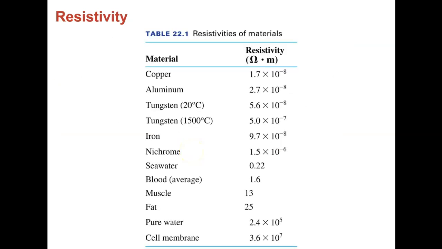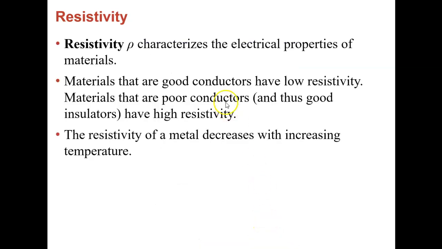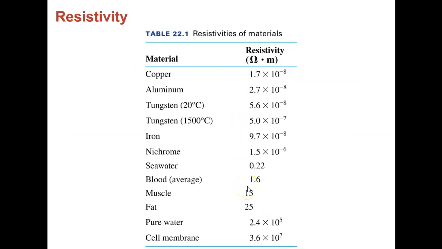So the resistivity of materials looks like this. Copper has a really, really low resistivity. Water has a relatively high resistivity. Again, it's the electric property of the material to resist, to not allow charge to move through it.